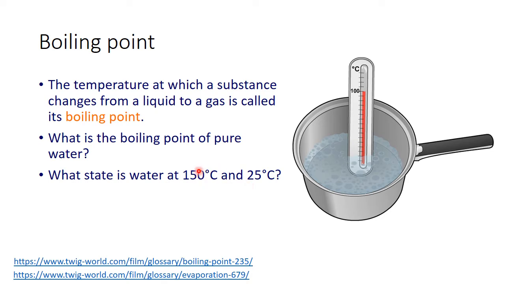So hopefully you should identify that at 150 degrees C we're above the boiling point, so the water will be a gas, whereas at 25 degrees C we're below the boiling point, so the substance is not a gas, but we know that water melts and freezes at 0 degrees C, so this is above that, and therefore our substance should be a liquid.